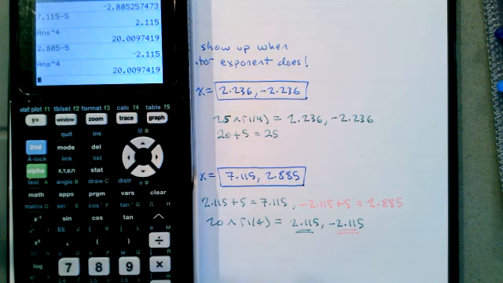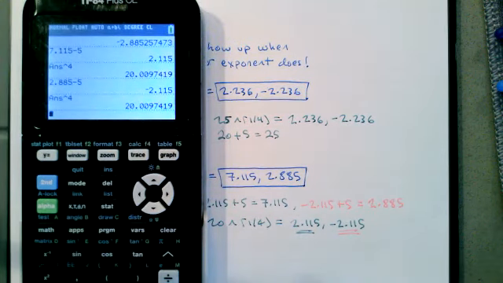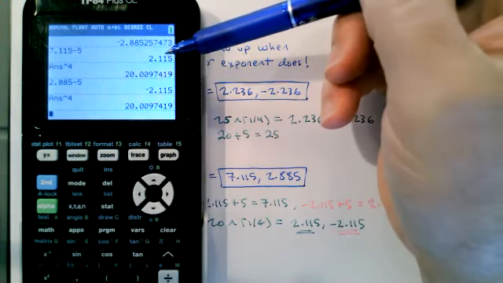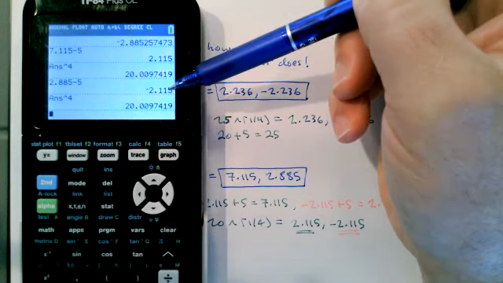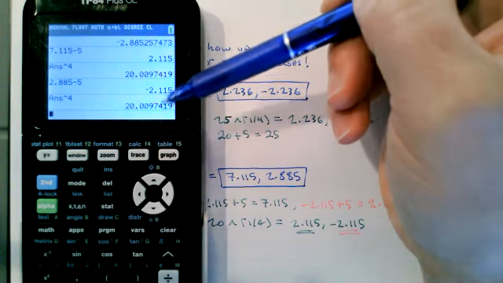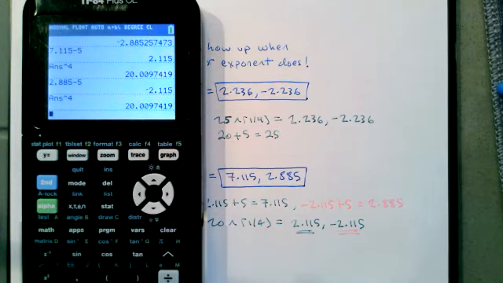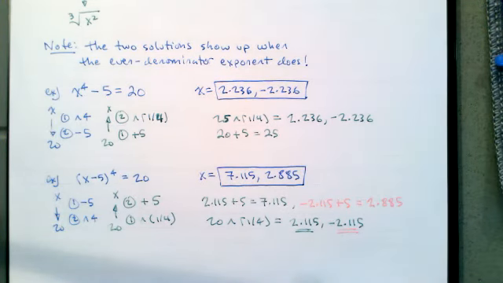So notice that when we're checking our answers, when we get to raising to the 4th power step, we're either taking 2.115 to the 4th power to get 20, or negative 2.115 to the 4th power to get 20. So when we're checking, there's a positive and negative, and the positive and negative end up at the same place.